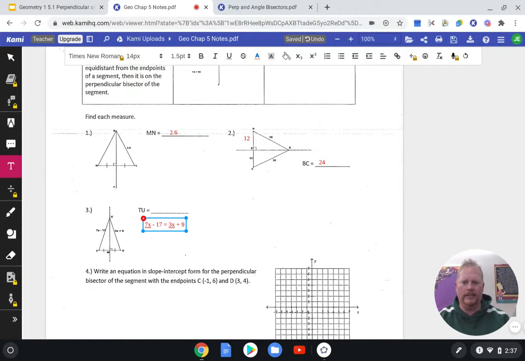We get 26 divided by 4. So 26 divided by 4 is 6.5. And there we go. We found x. But it's not asking us to find x. It's asking us to find TU. So I've got to go ahead and plug that back in. So 7 times 6.5 minus 17. And I believe that gives us 28.5. So that's my answer on that one, 28.5.